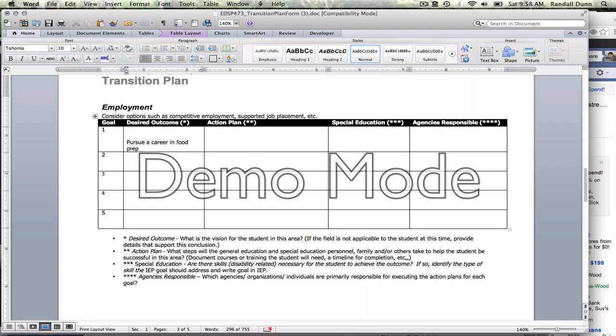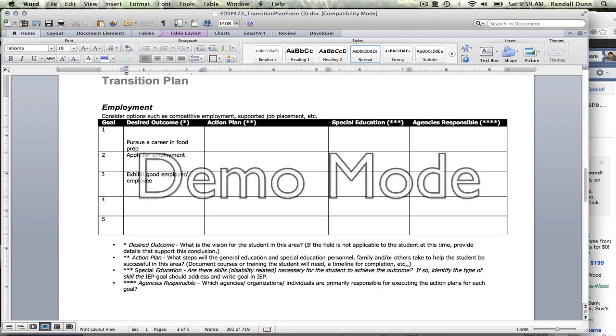In the case of soft skills, it would be something like he's going to apply for employment, and maybe he's going to exhibit good employee relation skills, and so forth. Those types of things are soft skills. So you come to work on time, you dress properly, you know what's expected of you. So these are the outcomes.